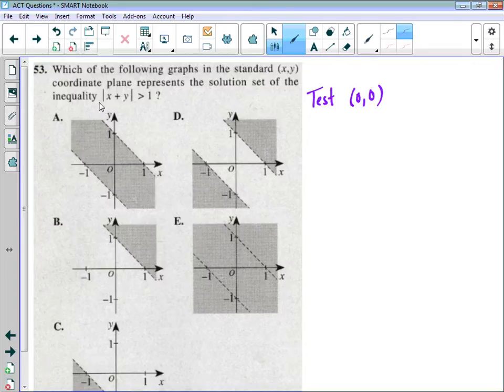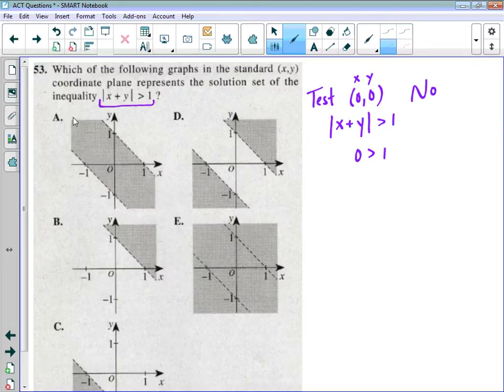So if I test 0, 0 in this equation, that just means I'm plugging 0 in for x, and I'm plugging 0 in for y, and I'm trying to see if it works or does not work. So if we have absolute value of x plus y is greater than 1, and I plug in 0 for x and 0 for y, I would get absolute value of 0, which is 0, is greater than 1. That is not true, so this one is a no. Okay, so 0, 0 should not be shaded.